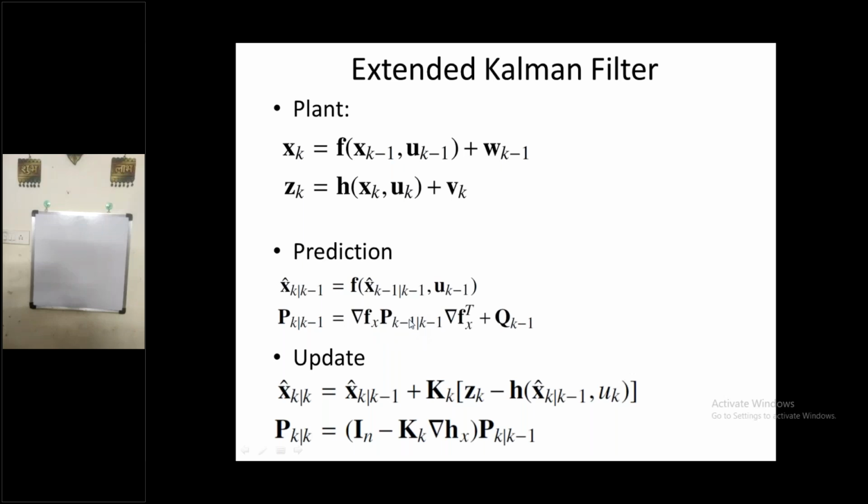This P is a square matrix equal to the size of the A matrix or the F matrix. So you cannot simply multiply. You cannot take this one and multiply and do it. So that's why there is the requirement to have the Jacobian matrix.